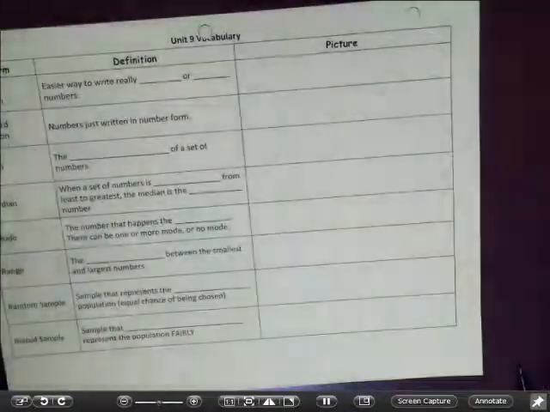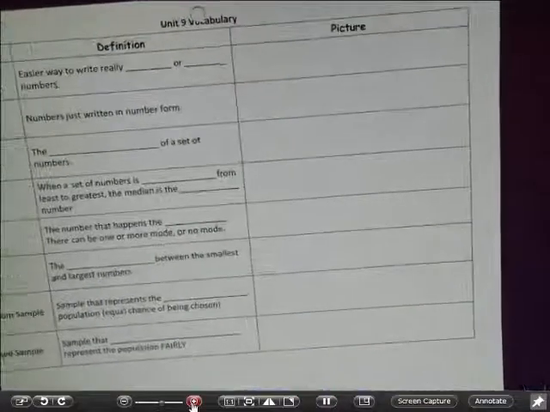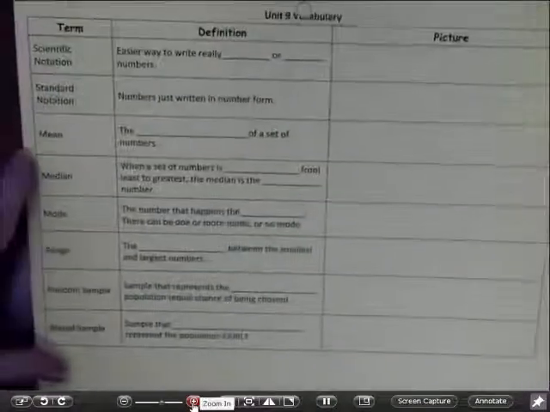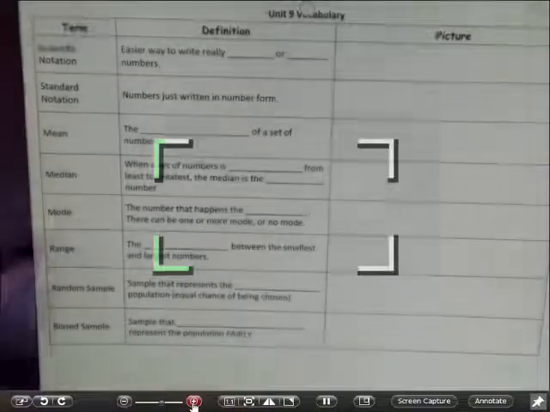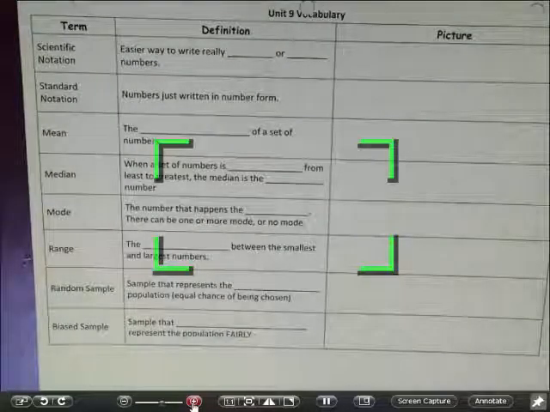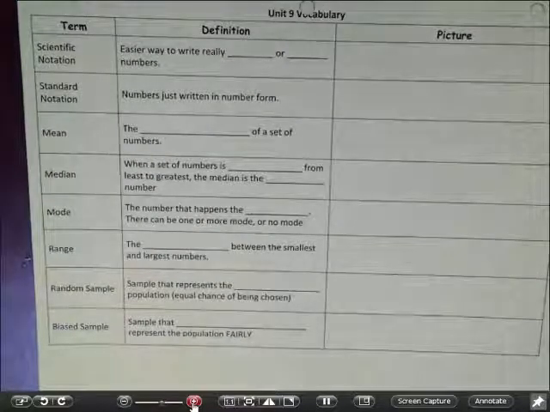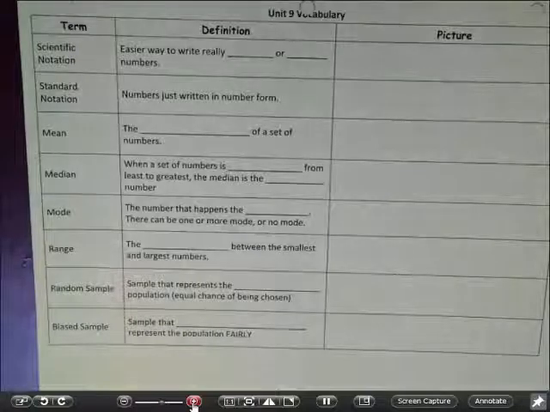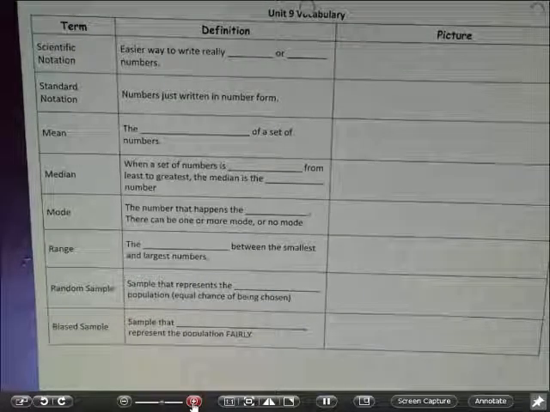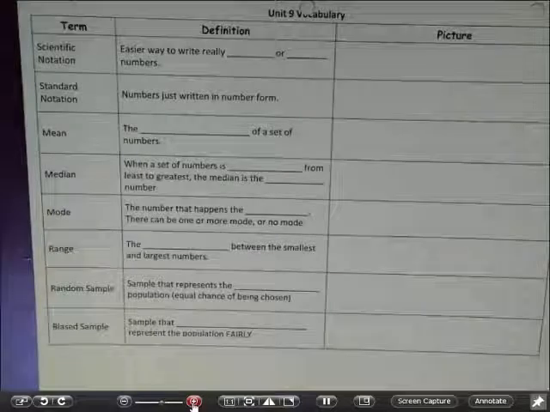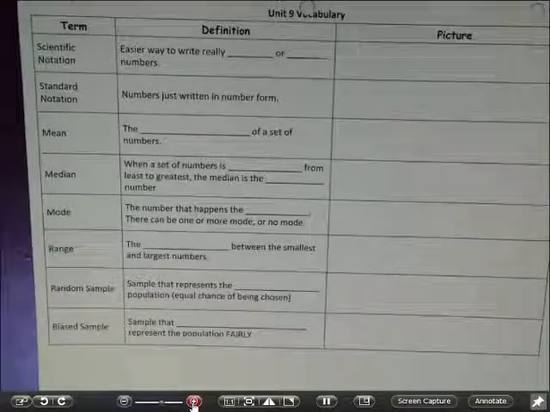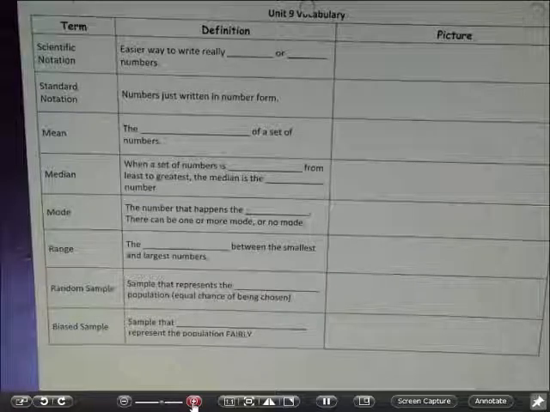So if you will go to this page, first page of your vocab sheet is what we're going to talk about, and we're going to review mean, median, mode, and range. Okay, the study of data is called statistics. Now, some of these you might use in real life, all right? You might use mean. Mean's probably the one you will use the most in real life.